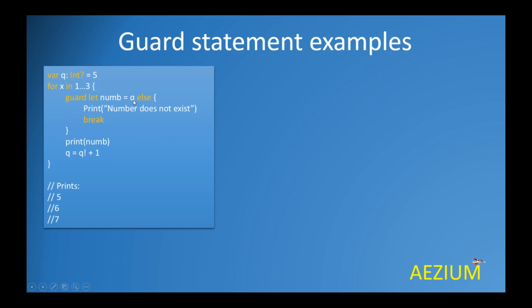Now, if q is equal to nil, it doesn't contain a non-nil value, so this condition will be false. As a result, the guard statement here stops us from executing the code beneath it, and we will have to run the code within the else clause.